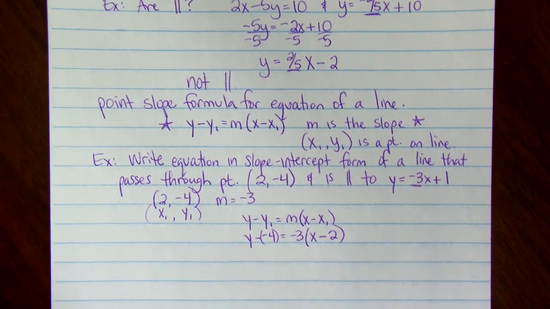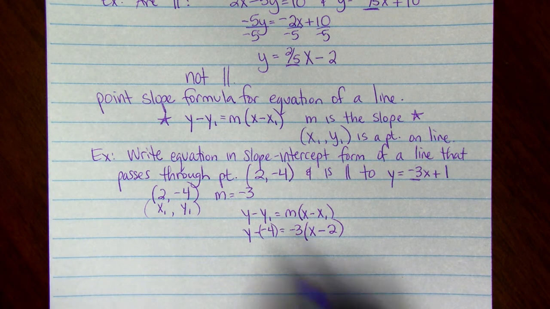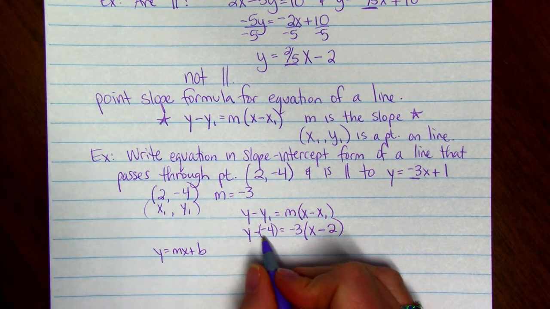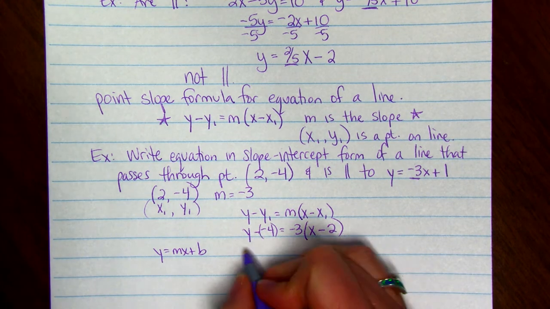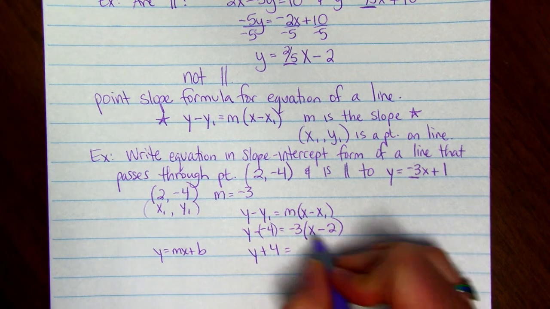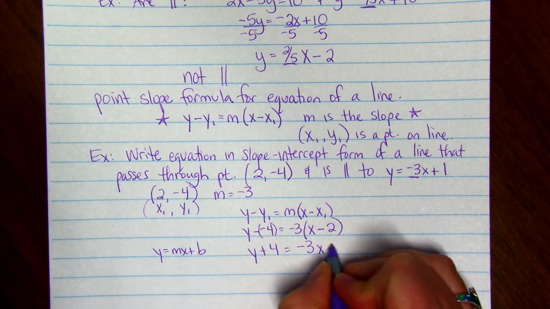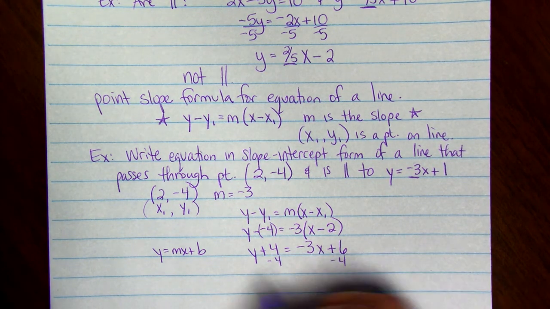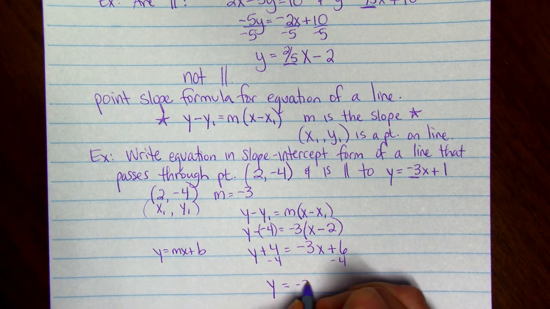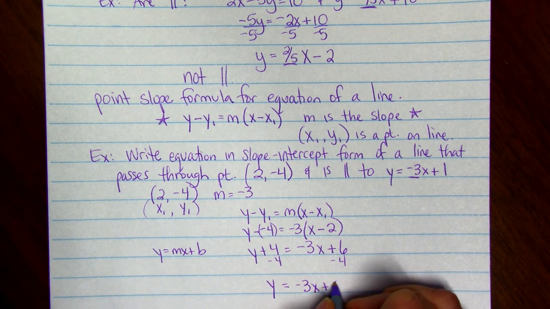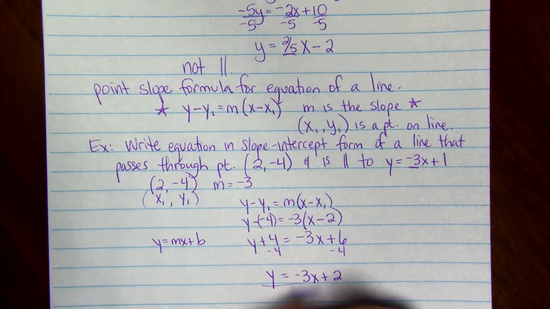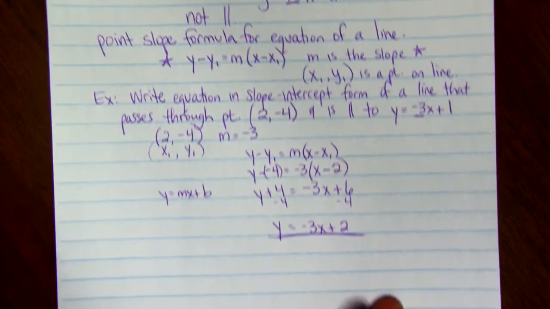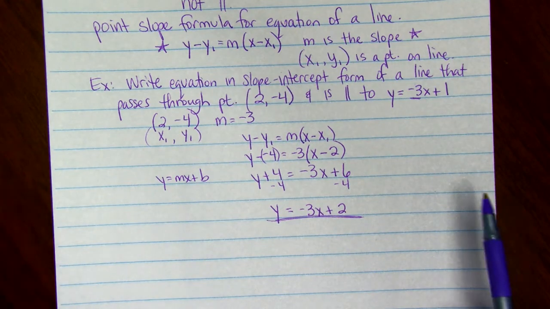Now we want our equation in slope-intercept form, which is y equals mx plus b. So basically we have to solve for y. We're going to simplify first. We have y plus 4, then we're going to distribute the negative 3, and then we're going to subtract 4 from both sides. So our equation is y equals negative 3x plus 2. And that's the equation of the line that passes through 2, negative 4, and is parallel to y equals negative 3x plus 1.